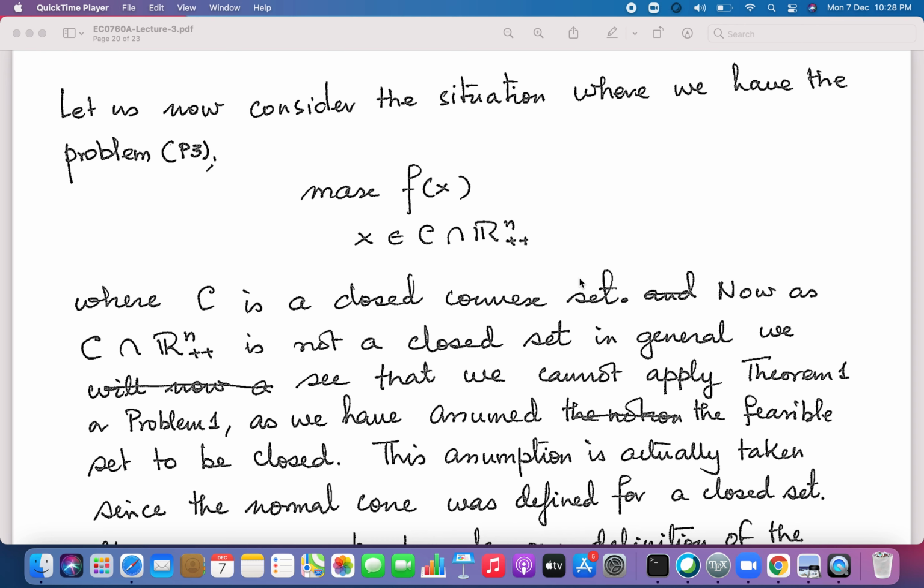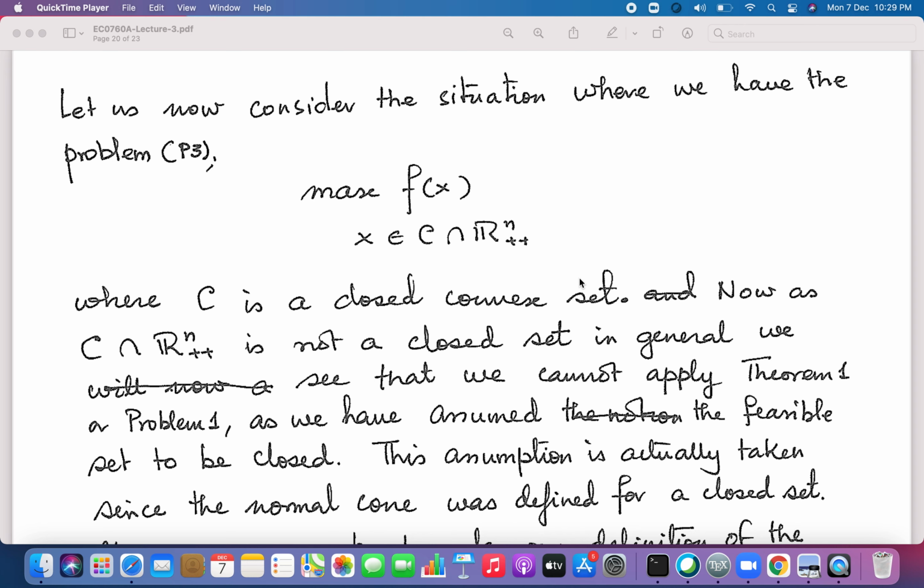Just draw a closed convex set, take the unit circle and shade it, everything inside the unit circle, say x squared plus y squared is less than or equal to 1, the ball. And then intersection with R^n_++. Then the part on the axis is not part of that intersection set. So it doesn't form a closed set. It doesn't form an open set either. So we cannot apply the standard result.